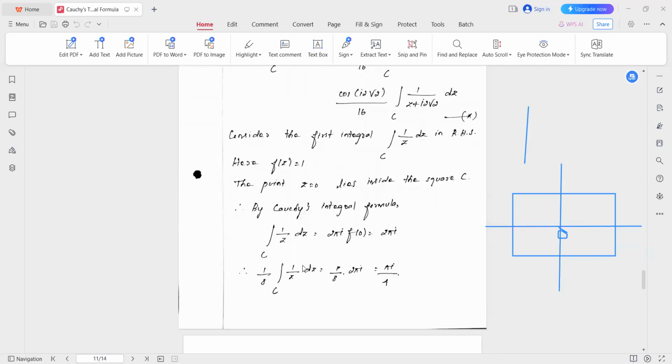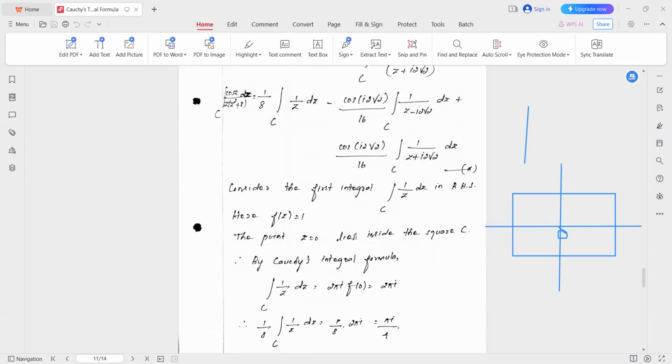You can do the multiplication by 1 by 8 either here or in the last step. When we substitute the values of these three integrals, in that place you can multiply by 1 by 8 and multiply by the cos value.